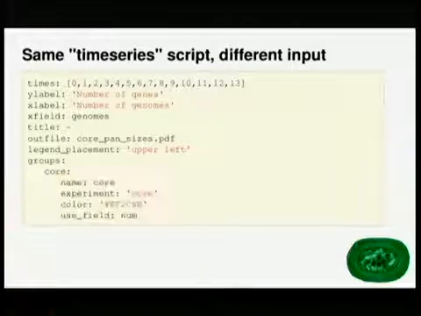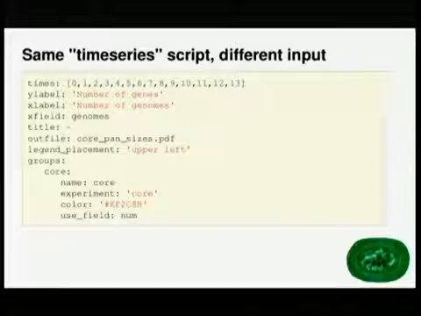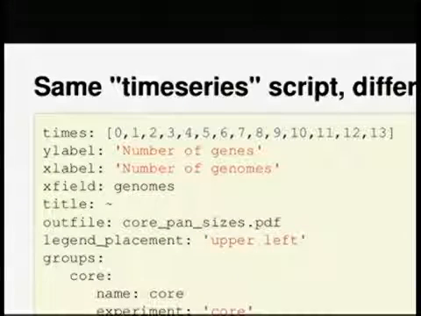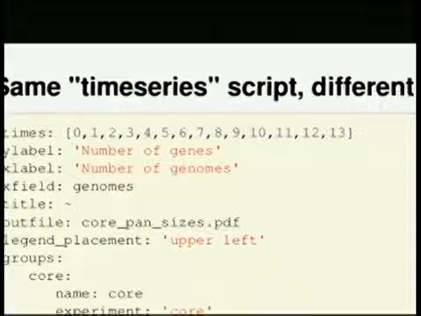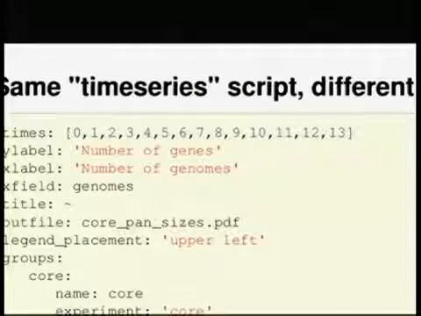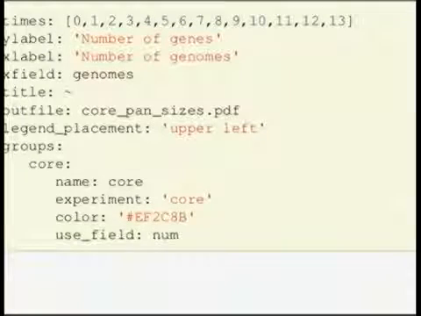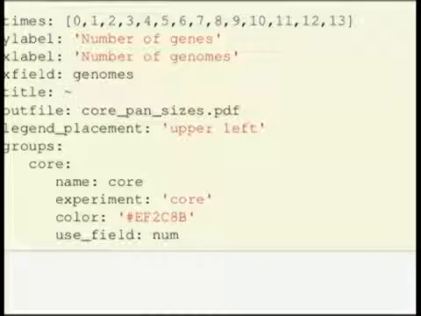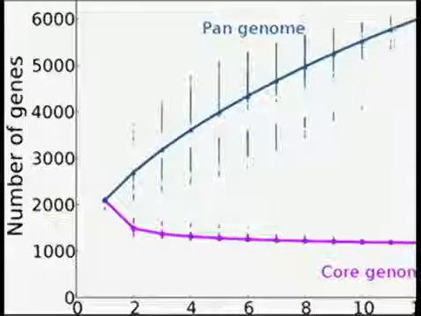And again, just to talk about the versatility of the time series script, this is actually another input file for the same script, or maybe a later version of it. And in this case, the time series is actually the number of genomes you're adding to an experiment, and the result is the number of either unique genes or genes in common that you found. And that's what gives you that first plot I showed you.